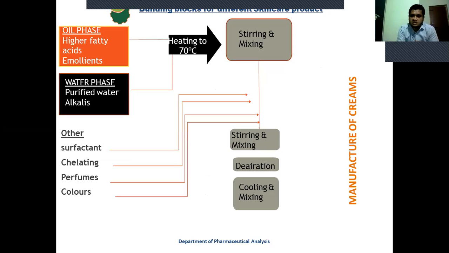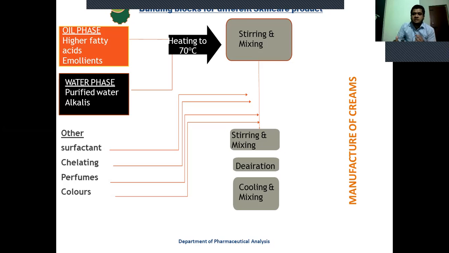Now this is a general method of how we prepare a particular cream. Normally there will be different formulations. Formulation means, suppose, a particular formula like a moisturizing cream. In the moisturizing cream, what is the quantity of water, the quantity of stearic acid, the quantity of emulsifying agent, the quantity of humectant, the quantity of perfume. So all these quantities will be there against the names of the raw materials.